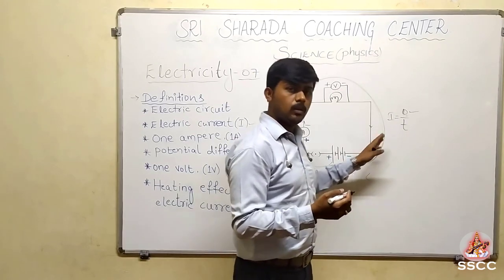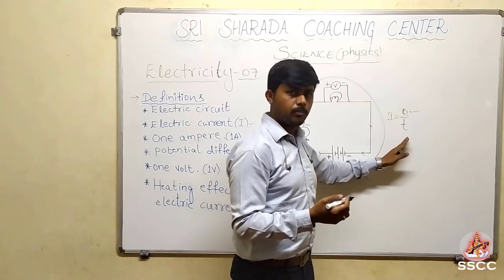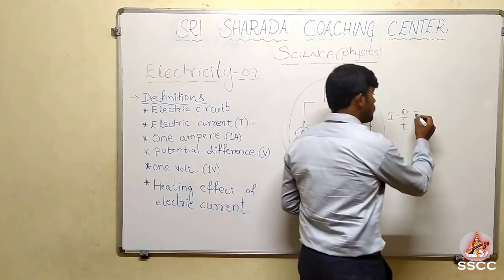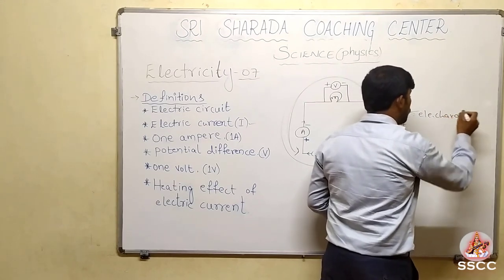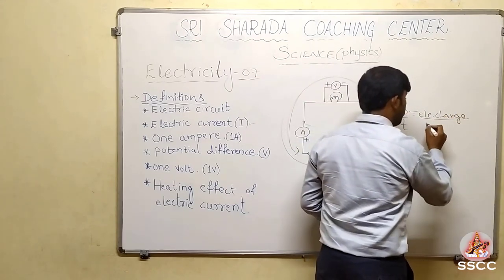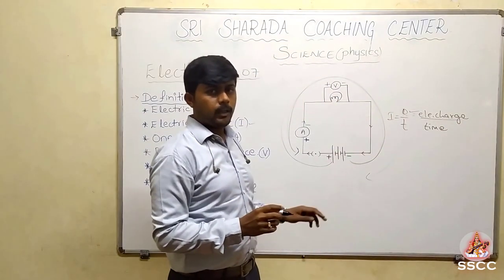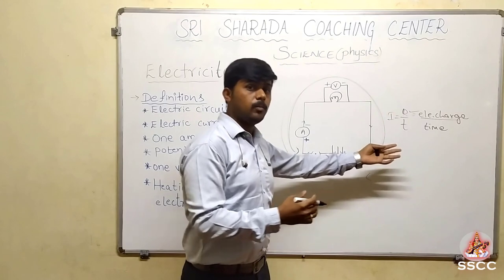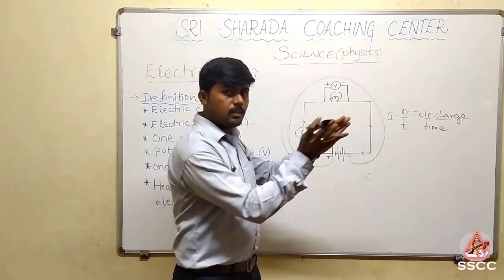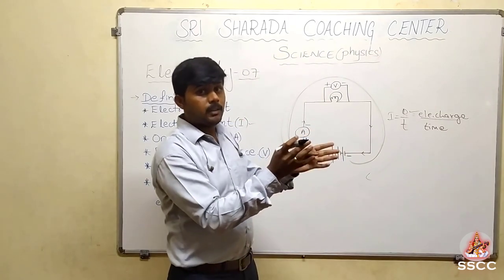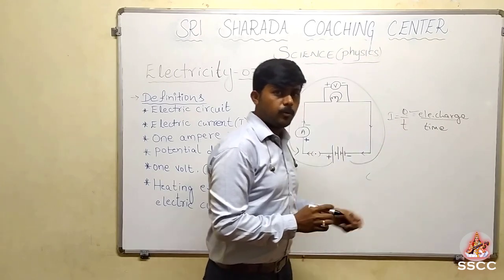By definition, here we have the mathematical form of electric current: I is equal to Q divided by T. What is meant by Q here? Q is nothing but electric charge. What is meant by T? T is time or time taken. This is the mathematical form of electric current. How are we writing this mathematical form? By the definition, the rate of flow of electric charges: electric charge is in the numerator, and the rate of, meaning with respect to the time, is in the denominator. This is the mathematical form of electric current.